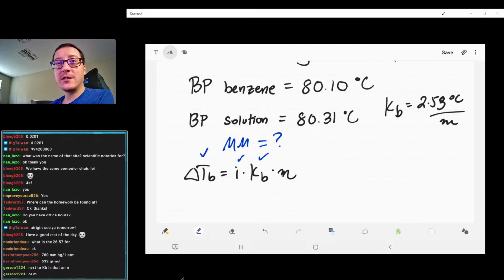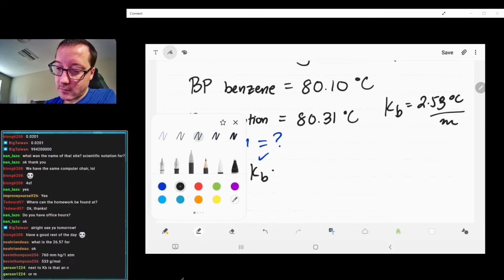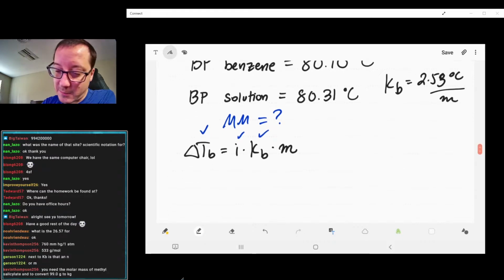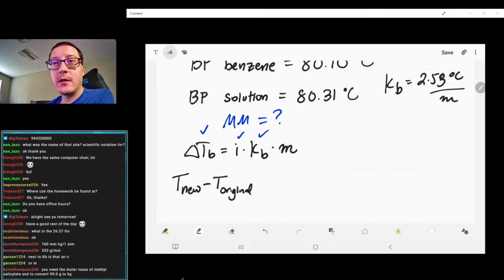We have KB for us. Next to KB, that's a squiggly m. That is our molality, right? Fancy m. Hard to do cursive when it's just 1 letter, right? All right, so let's go ahead and look at this stuff. What's our delta TB? Remember, that's going to be the new temperature minus the original one. Indeed, that's what we're going to do.